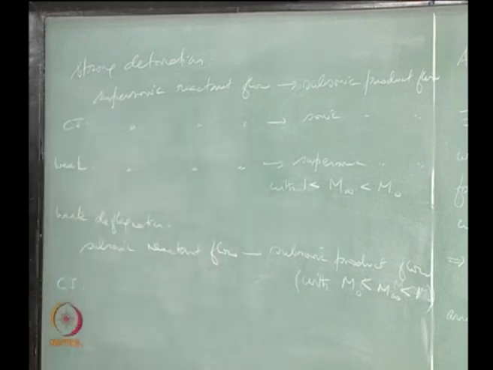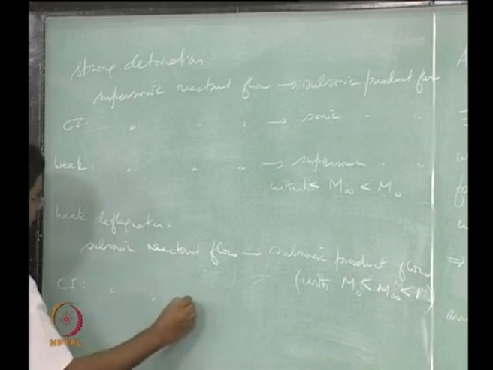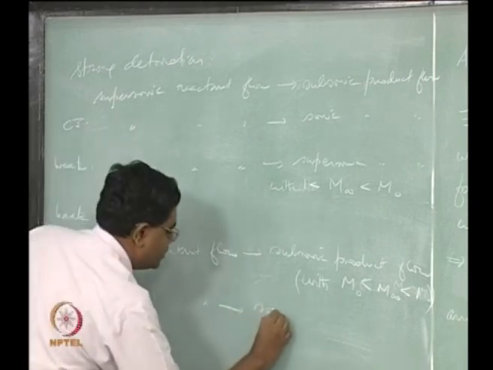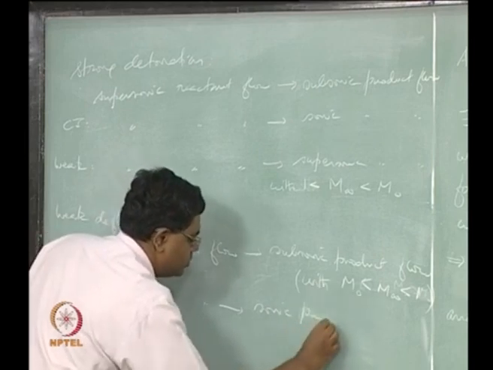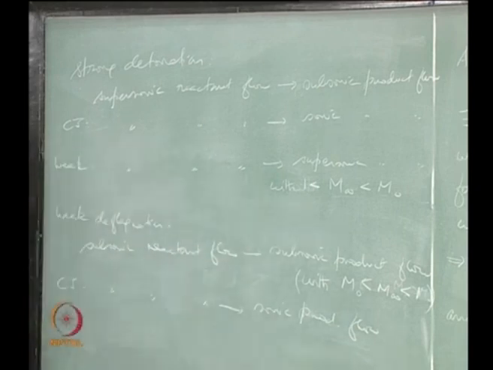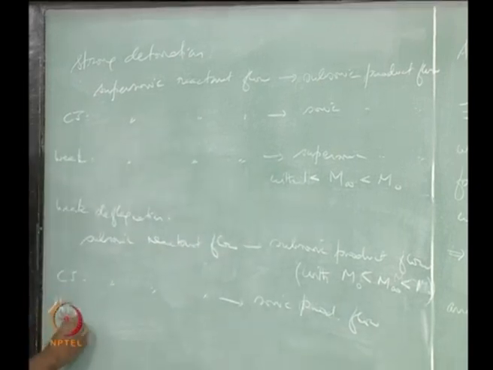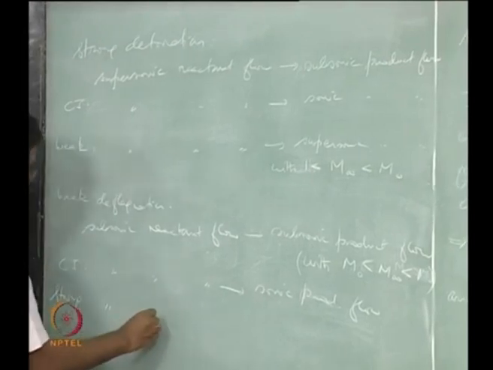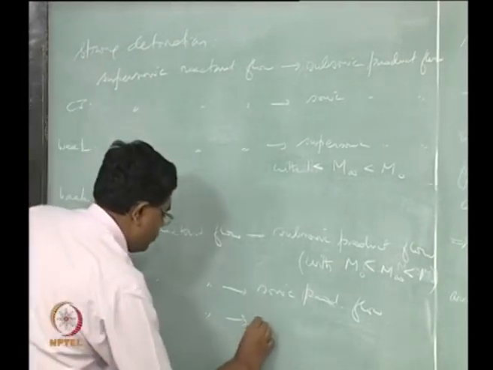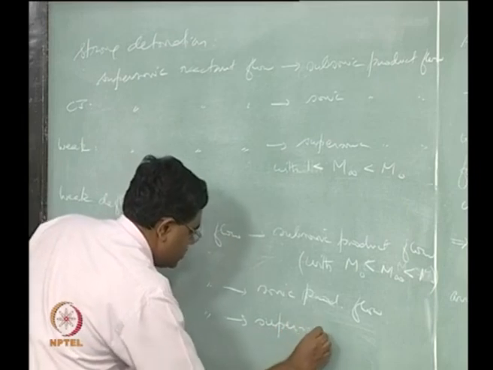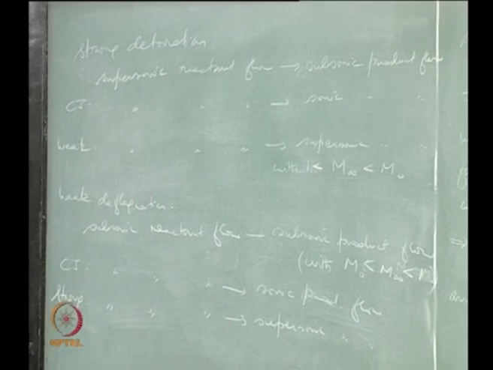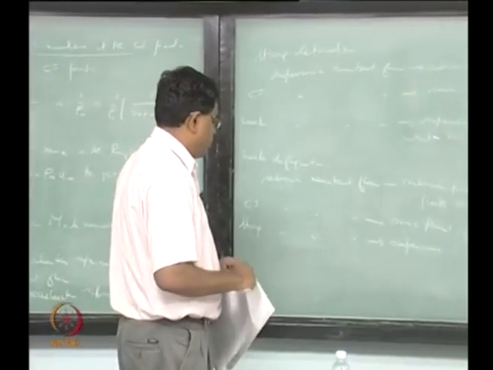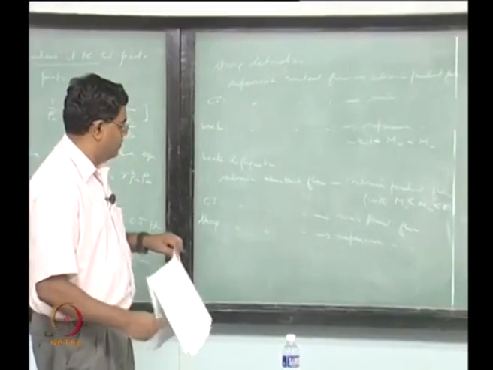CJ deflagration, we saw subsonic reactant flow become sonic product flow, and strong deflagration, subsonic reactant flow becomes supersonic product flow, which is impossible because it violates the second law, which we have not explicitly considered mathematically, and we will not do that, except to state that this is not going to be possible physically.